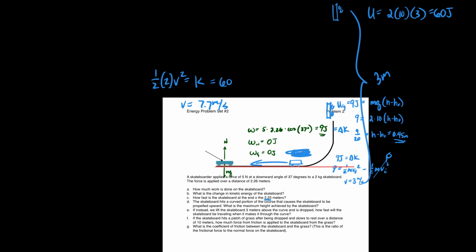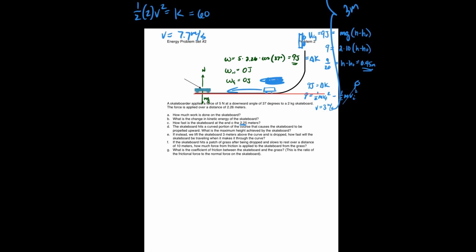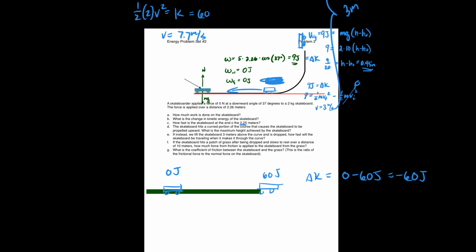Now this last one, we're almost out of time, but this is an important one, I think. It's an area where there's grass. So the car is right here, and right now it has 60 joules of energy. And it's going to go here where it will have 0 joules of energy. That seems like a change in kinetic energy to me of 0 minus 60 joules, or negative 60 joules of energy was taken away from the car.